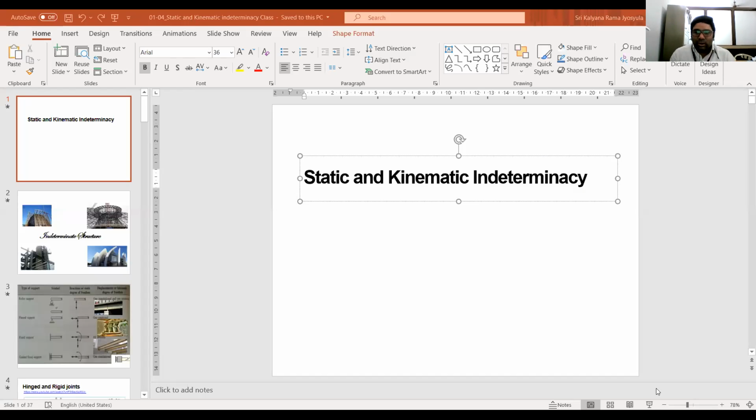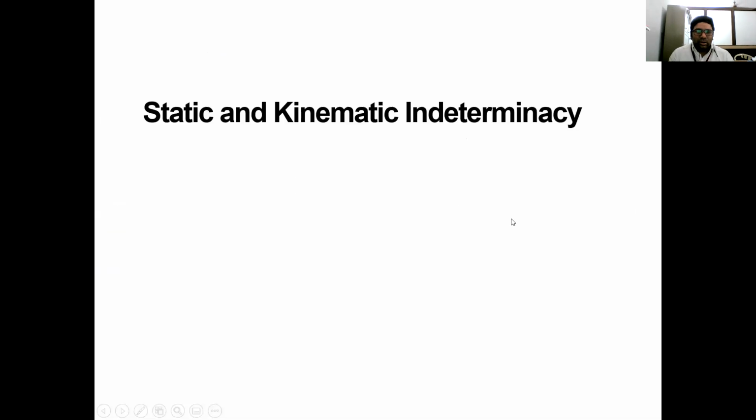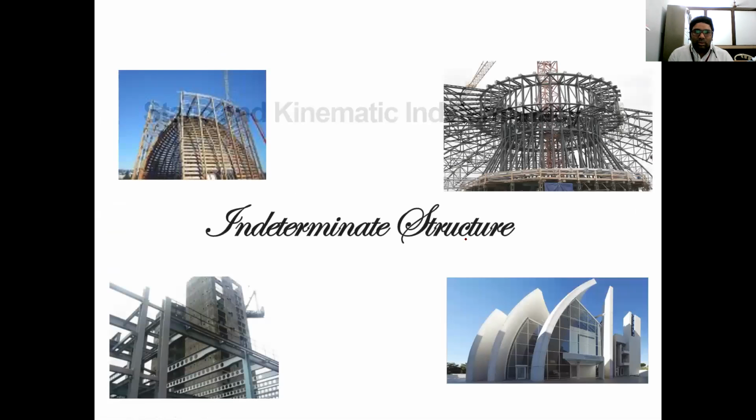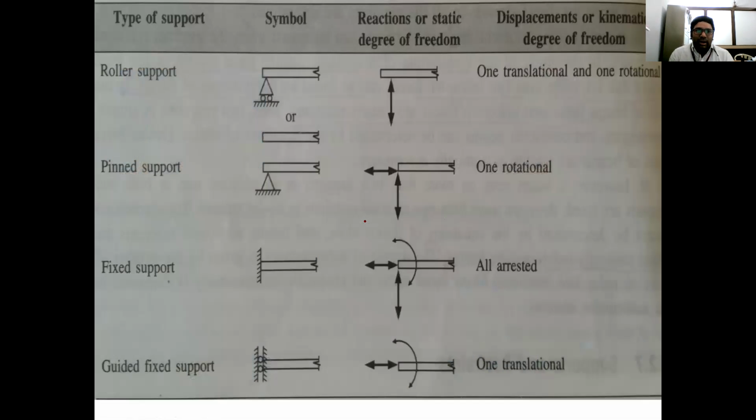Yeah, so welcome all of you, and let us try to continue in understanding the difference between degree of static and kinematic indeterminacies. Okay, so now we all know how an indeterminate structure looks. These are some of the examples of buildings across the globe which correspond to indeterminate structures. Okay. Now, moving forward.